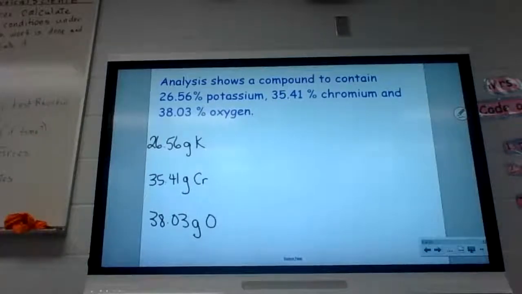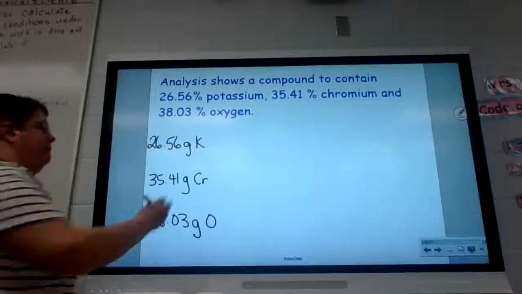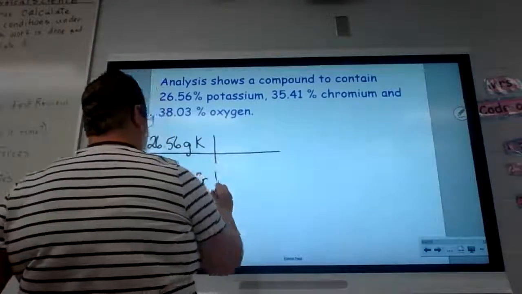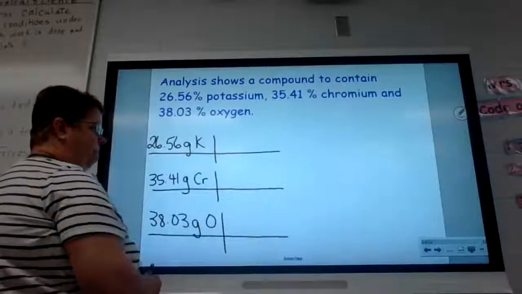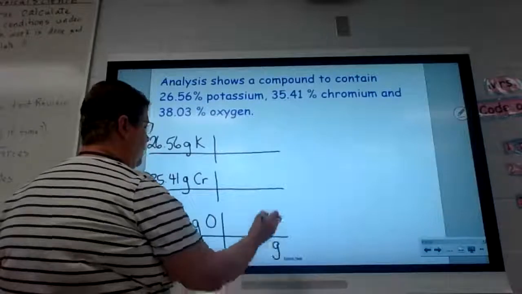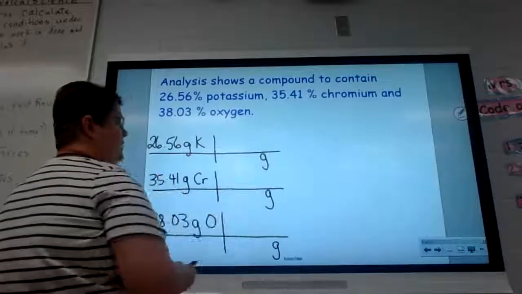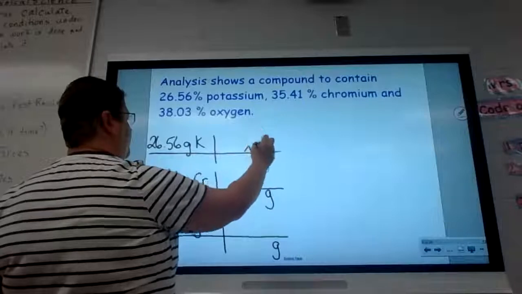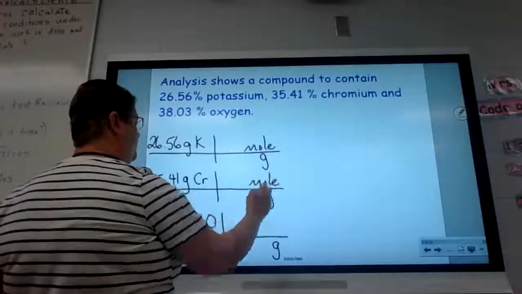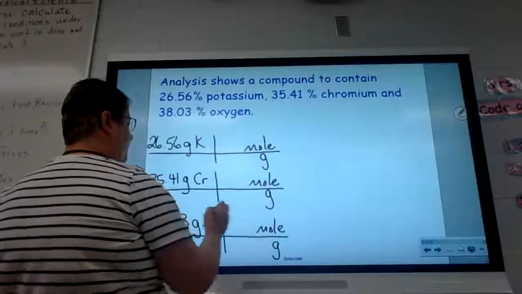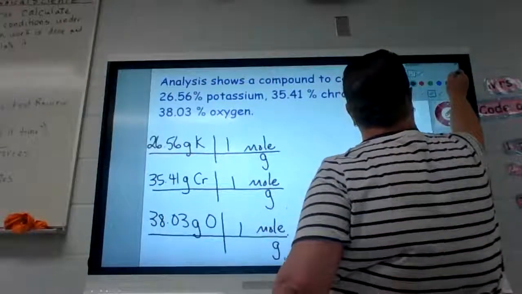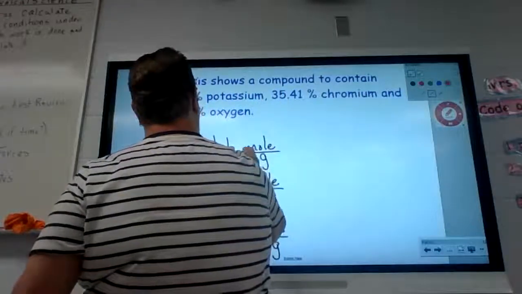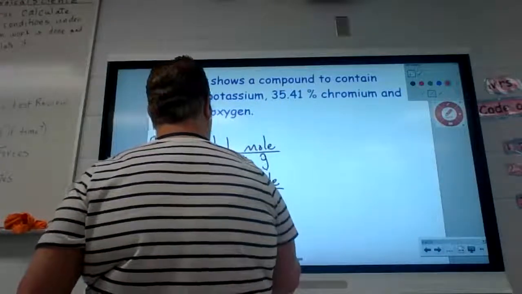What do I do next? Look for the atomic mass, because we're changing them to what? Moles. So what goes on the bottom? Grams. Okay, so grams on the bottom. And what goes on top? Moles. All right, so potassium is 39.1, chromium is 51.9, oxygen is 16.